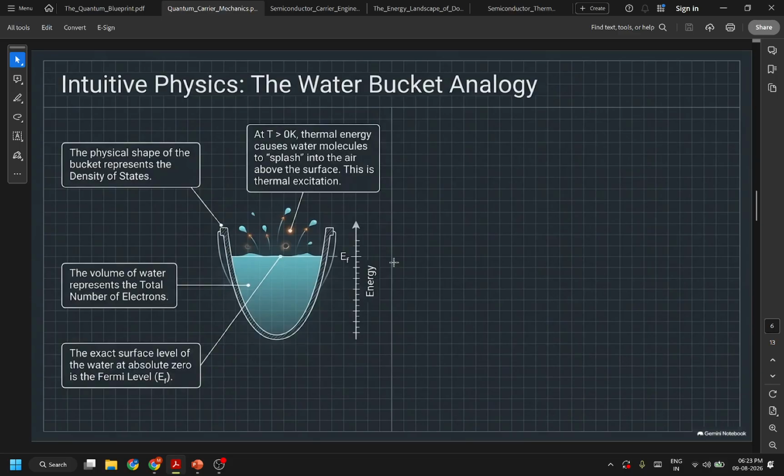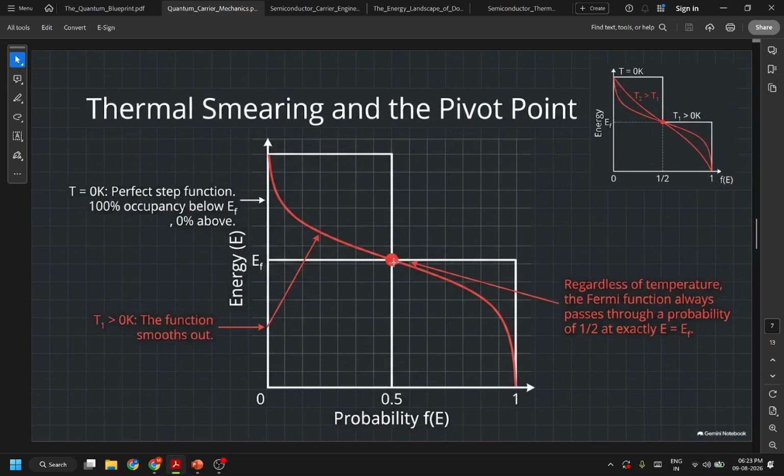So when you give some temperature more than 0 Kelvin, electrons come out from the Fermi level and occupy higher energy states, and that would mean a reduction of electrons in energy states below the Fermi level. So as you increase the temperature, you go from a step function to a smoother function, which you can see here.